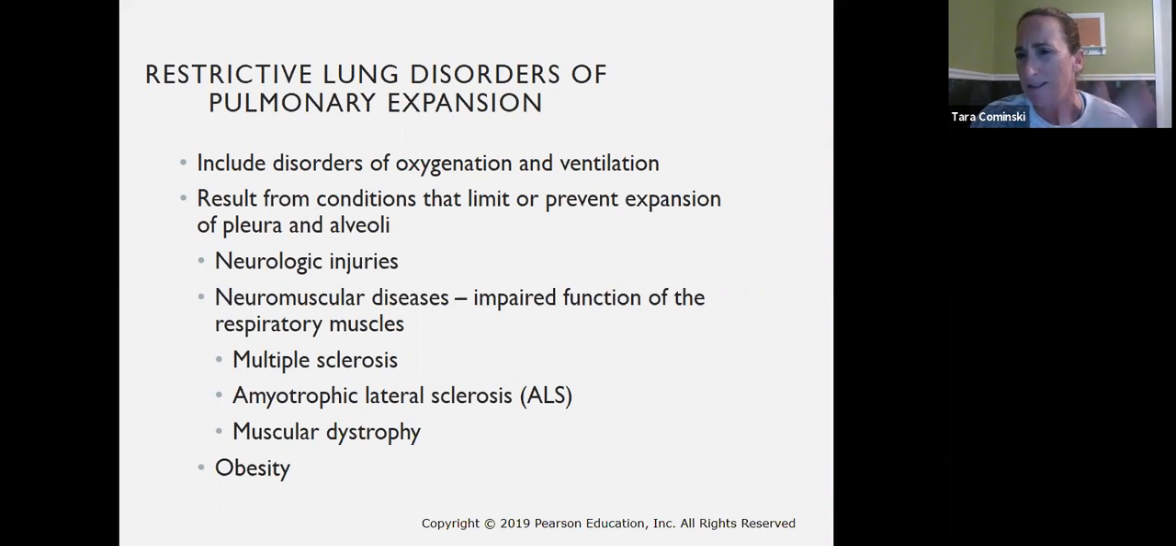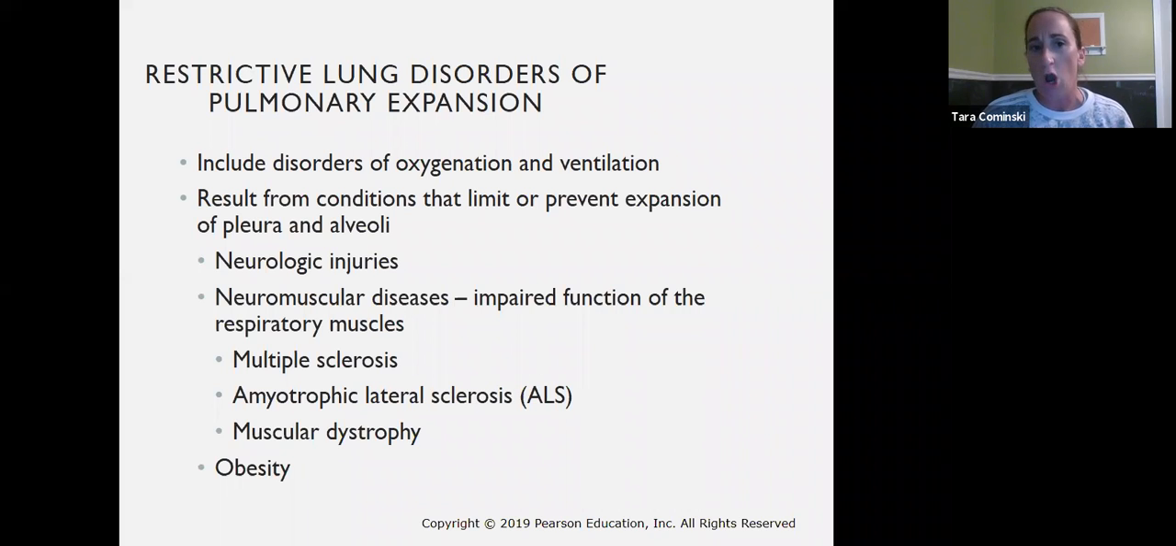Again, some of this is a little redundant, the first couple of slides, and then we're going to talk about specific situations here. Oxygenation, ventilation, these are all included, because when we're talking about disorders of ventilation, we're saying you can't get enough air in. When we're talking about restrictive lung disorders, we're saying the reason you can't get enough in is because the elasticity of the lung or the chest wall is compromised, and so you can't expand the lung as much as it should. It can't fill completely with air.